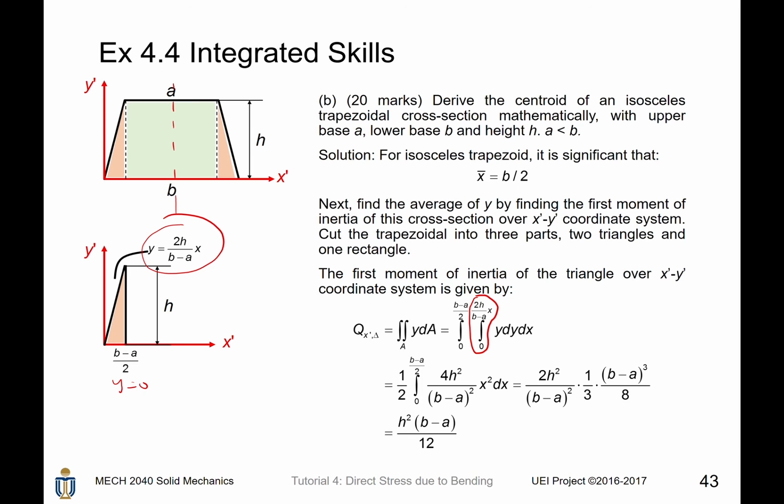It is the range of y, the lower and the upper limits of y, which is bounded by two lines. Besides, it is also significant that x is ranging from 0 to (b minus a) divided by 2. Consequently, you do the integration like this, and then you take out the constant, as well as further integrate x squared dx by using the upper and lower limits. Then the integration shows that the moment of inertia of this triangular shape is given by h squared times (b minus a) divided by 12.